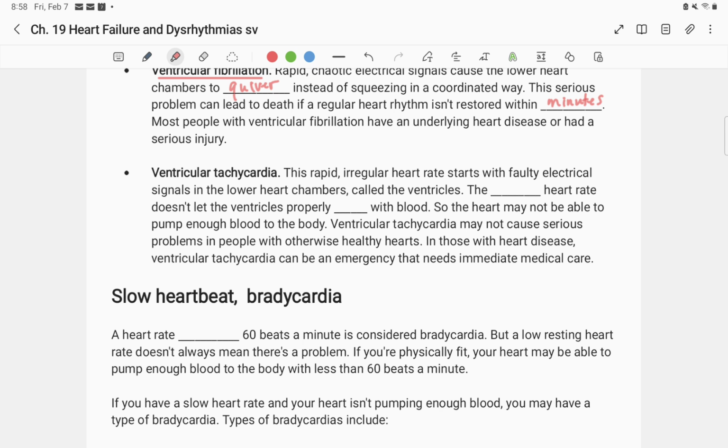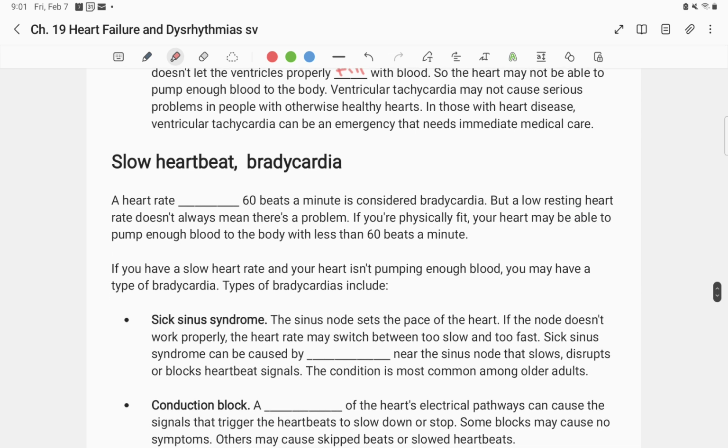Okay, ventricular tachycardia. Okay, so the tachycardia is letting you know that it is a fast or rapid heart rate that starts with a faulty electrical signal. The rapid heart rate does not let the ventricles properly fill with blood, so the heart may not be able to pump enough blood to the body.